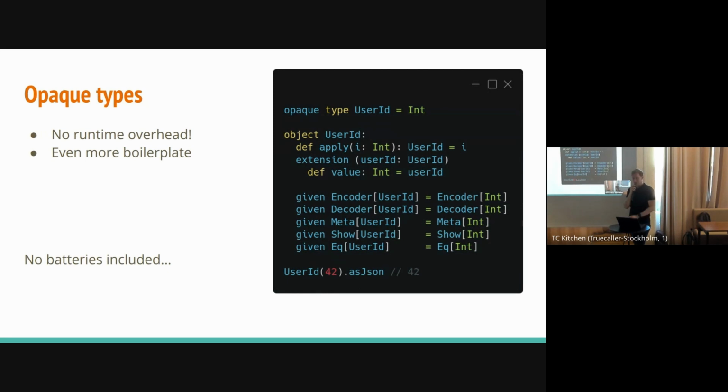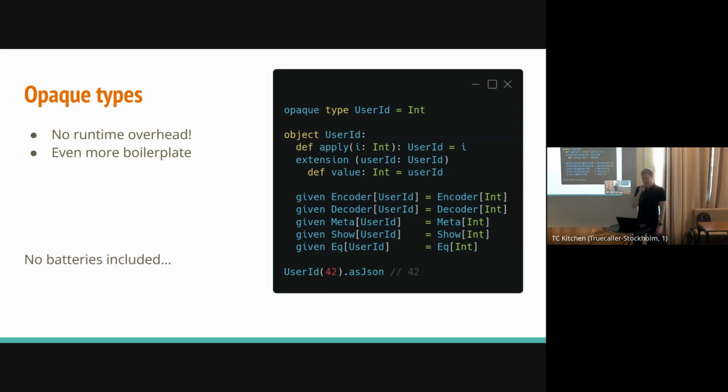Yes, with opaque types in Scala 3, there's no longer any runtime overhead. In this opaque type, it's only within this file that we know that user ID is an integer. So it's kind of hidden from the rest of the world. But the problem is that we end up with even more boilerplate, because now we don't have this constructor anymore, and we can't do this dot value to extract the underlying integer.